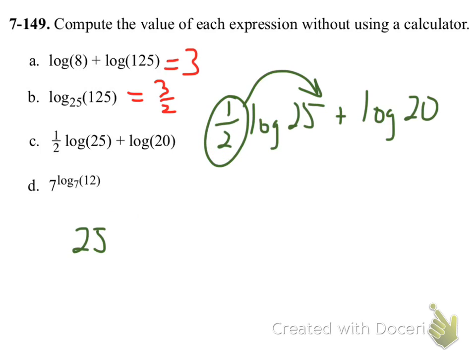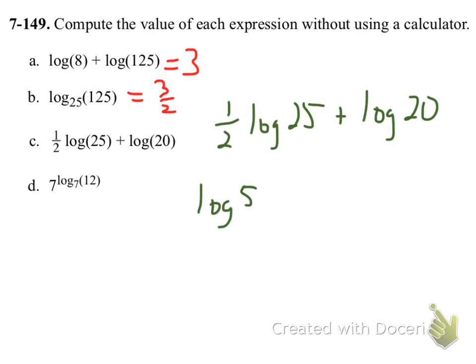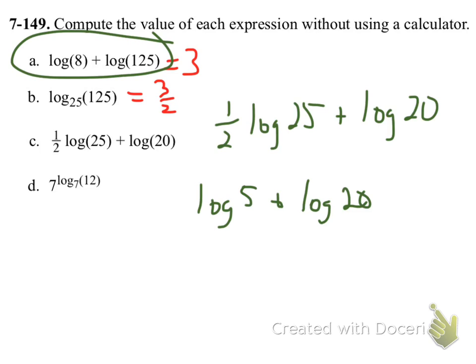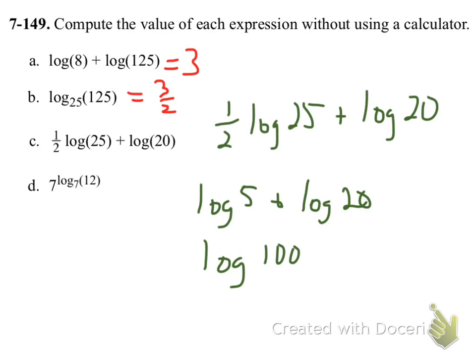So if I do that, I can then simplify this problem to being the log of 5 plus the log of 20. I'm now going to use information from the first problem to write that as one logarithm. It's log of 100. And again, the base is 10. So 10 to what exponent equals 100? And the answer is 2.